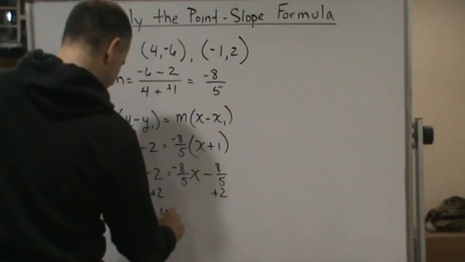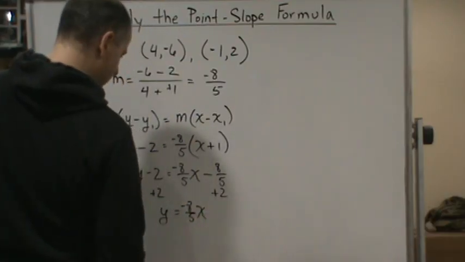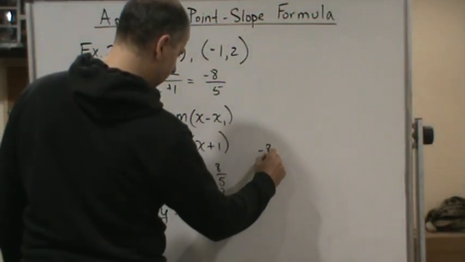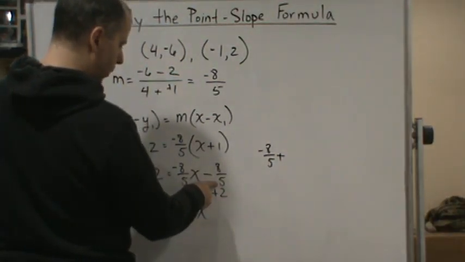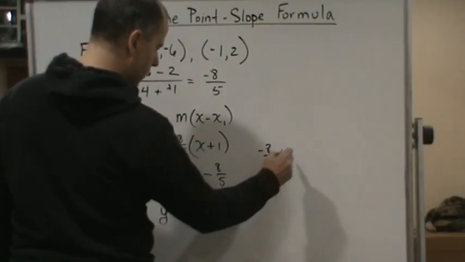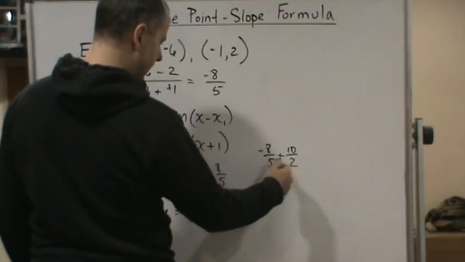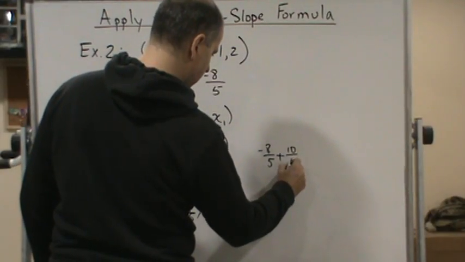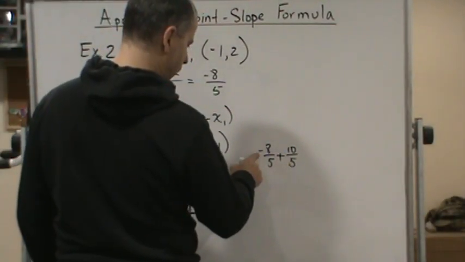So I get y equals -8/5 x. Now here I'm going to write this as what? -8/5 plus 2, but I want to write the 2 as a fraction, so I'm going to use fifths. So this will be 10/5. And now if I add these together, I get what?